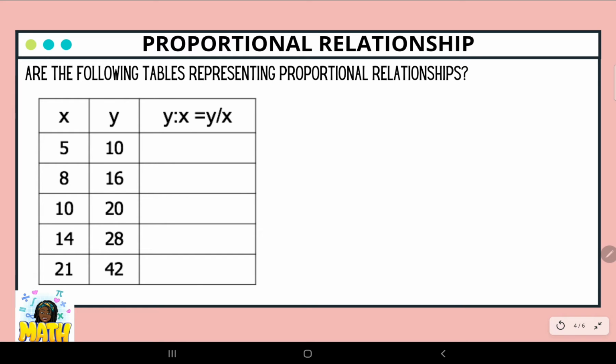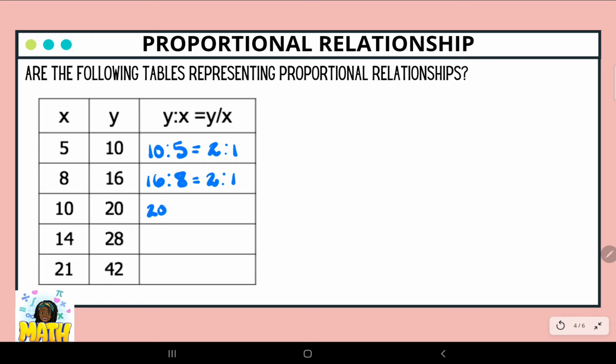For the first example, I'm going to write that as 10 to 5, which can be simplified. 5 goes into itself once, 5 goes into 10 twice, so it can be simplified to 2 to 1. Now let's take a look at 16 to 8. This can also be simplified. 8 goes into itself once, 8 goes into 16 twice, so the ratio again is 2 to 1.